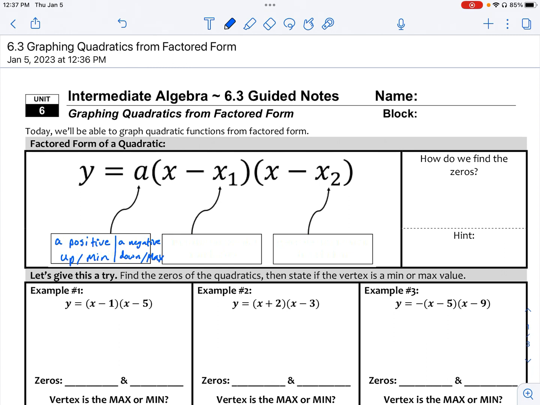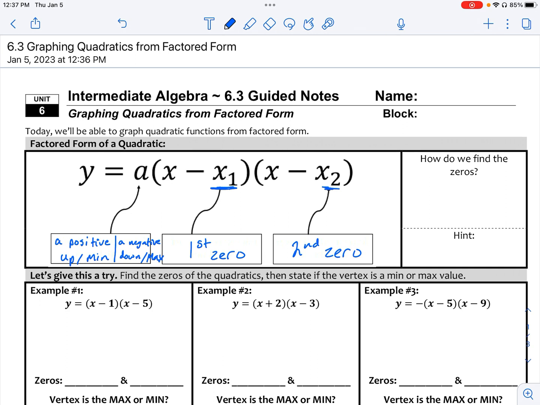Then we now have these factors. So we're always going to have the x minus or plus a number. So whatever number is in this spot is going to be our first zero or first x-intercept. And whatever is in the second spot is going to be our second zero or x-intercept.